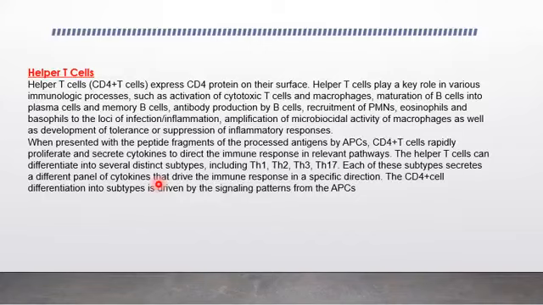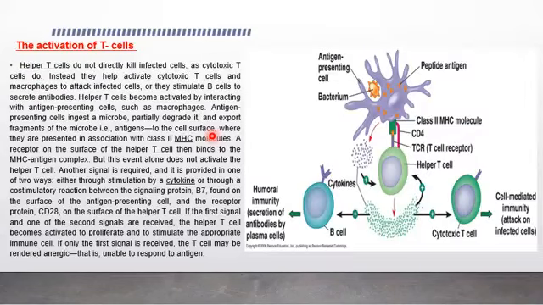So basically, when the T helper cells are activated, they divide into several subtypes, called T helper 1, T helper 2, T helper 3, T helper 17. So we've got many subtypes created from the immune cells. And I will show you pictures of the T helper cells and how they are activated. So this is the activation of the T cells.